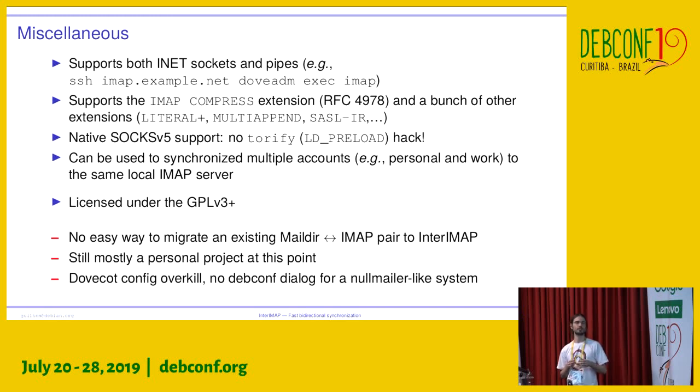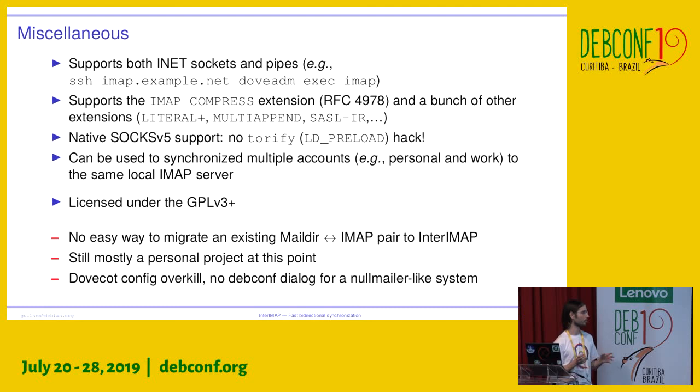So for an MTA, you have a debconf template, a debconf dialog that asks you if you want a null-mailer-like or MX-like setup and so on. And I think it would be cool to have something like that for IMAP, for dovecot, because I want dovecot on my laptop, but the configuration that comes by default is way too overkill for the laptop.